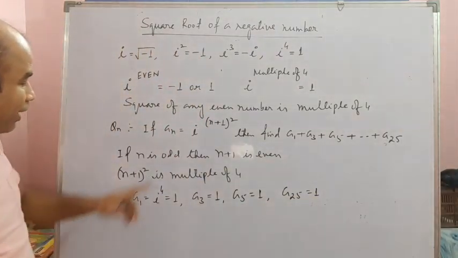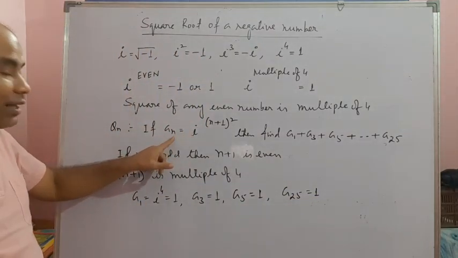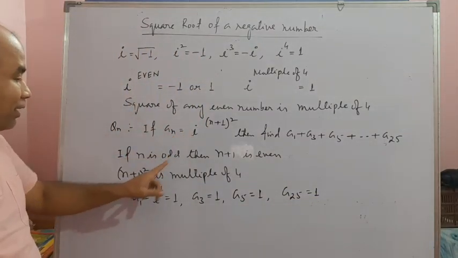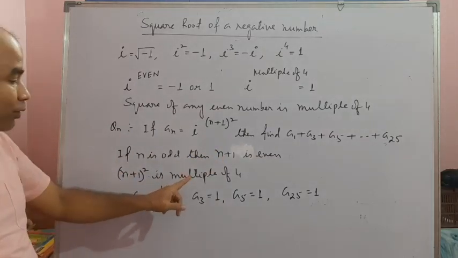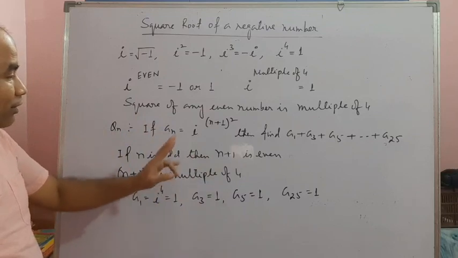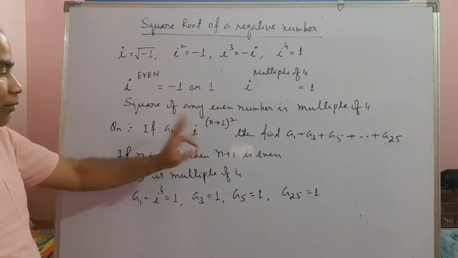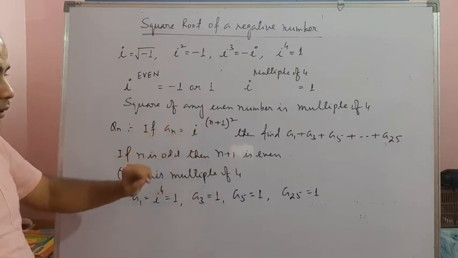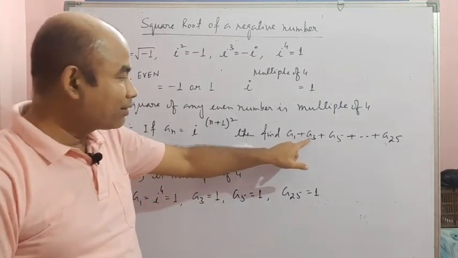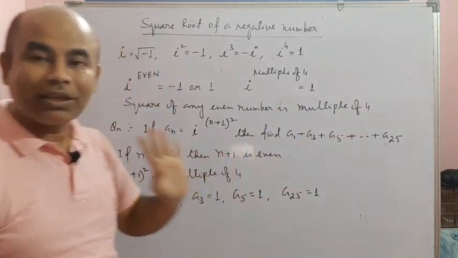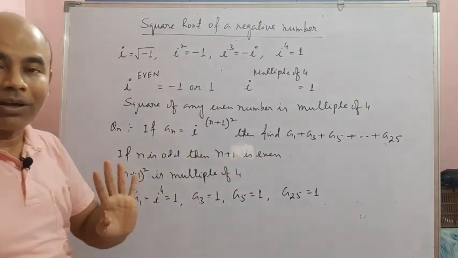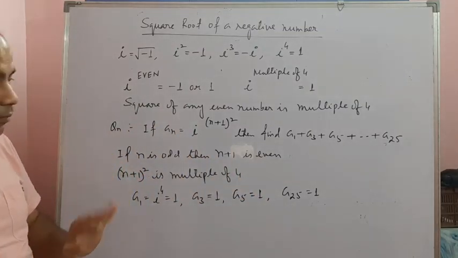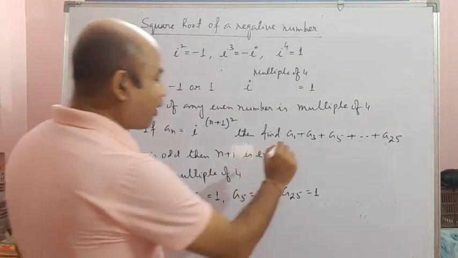So an is always 1 if n is odd, because if n is odd, then n plus 1 is even, and if n plus 1 is even, then n plus 1 whole square is a multiple of 4. So here you see n is 1, 3, 5, 25. These are all odd numbers. So a1, a3, a5, a25 all are equal to 1. Clear?